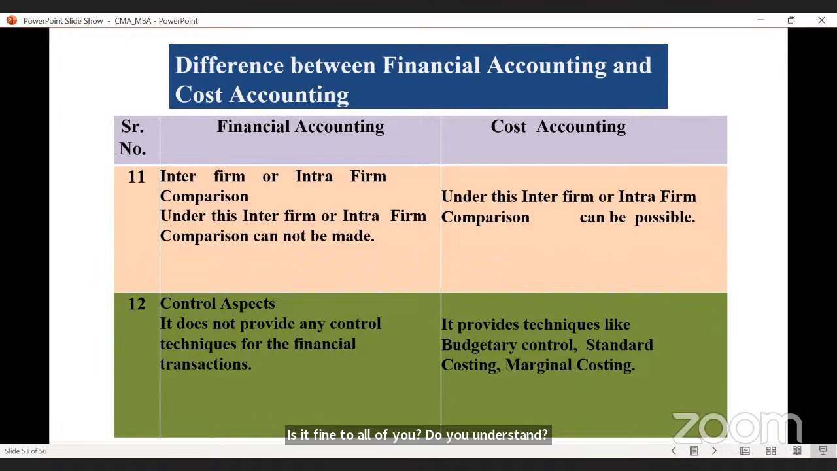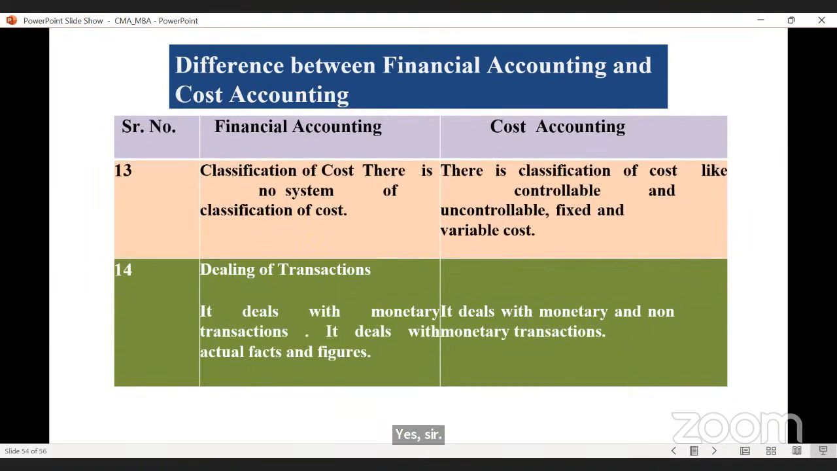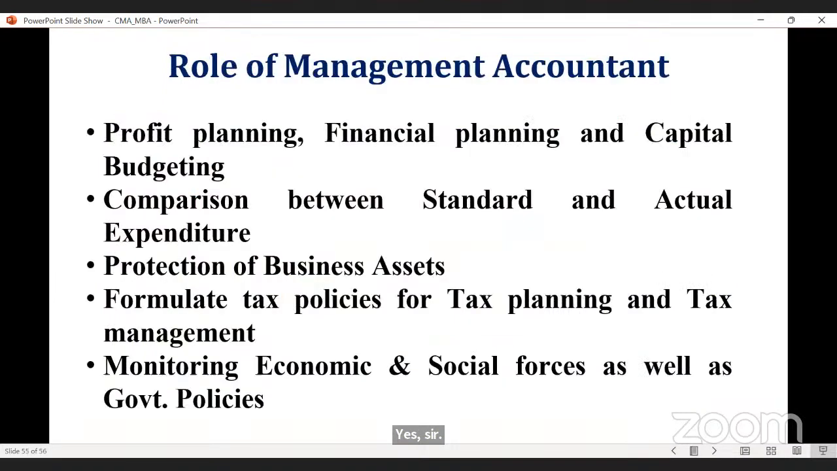Okay, so this is the basic difference between financial accounting and cost accounting. And another 2-3 points are there. So we'll go through each. So simply I am moving towards the role of management accountant.